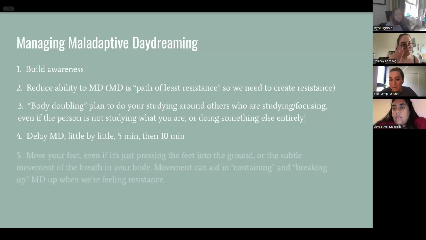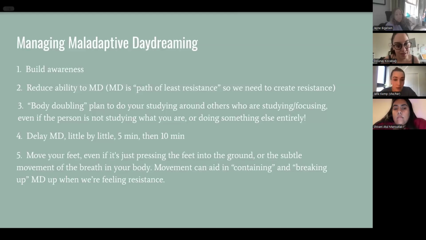And better. Okay. This is another one. Move your feet, even if it's just pressing the feet into the ground or the subtle movement of the breath. Movement can really aid in containing and breaking up the absorption into MD. So sometimes when delaying feels like too much, or body doubling feels like too much, or there's a lack of ways to create resistance, even just pressing into the feet or walking around a little bit can help.